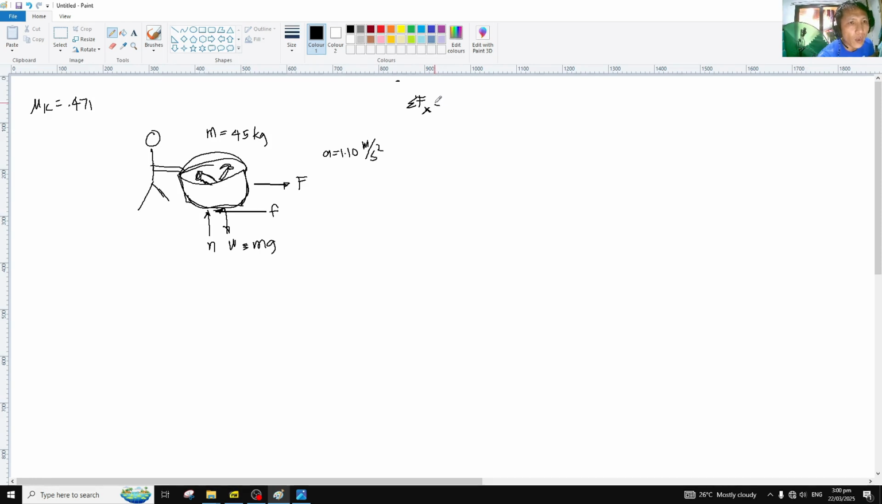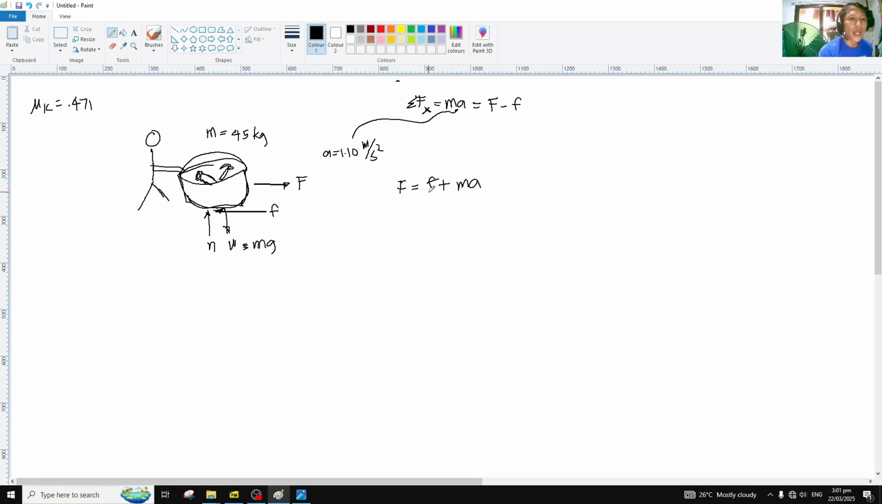Summations of forces on x is equal to ma. Okay, and of course that mass is talking about the mass of the steel crate, and then this is given as a 1.10. So the question is what push. So you can go back to your summations of forces on x, which is equal to ma, and you have an F going to the right, and you have your minus frictional force going to the left. Okay, so that F is equal to F friction plus ma.